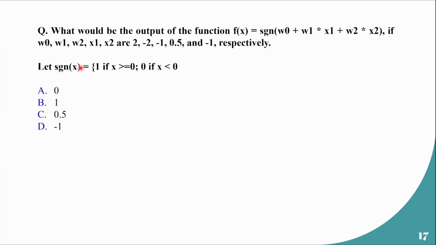So here basically what you have to do is calculate f(x), which will be SGN of this entire term from the given set of values, and then you have been given some sort of condition. It will be 1 if x is greater than or equal to 0, and 0 if x is less than 0. So from that condition you have to calculate the value of the SGN of x function. First you calculate this term from the given set of values, and then you just apply this condition here. Okay.